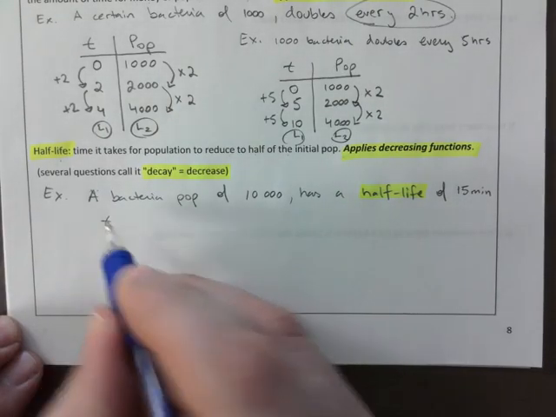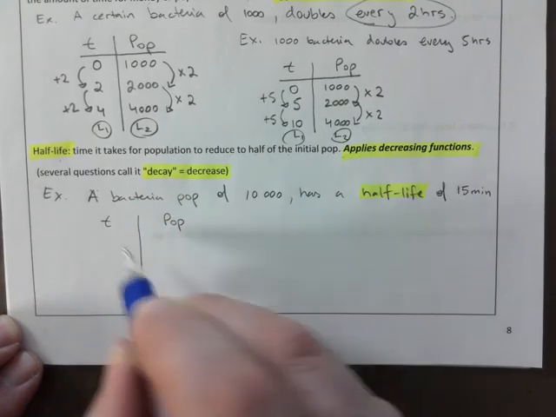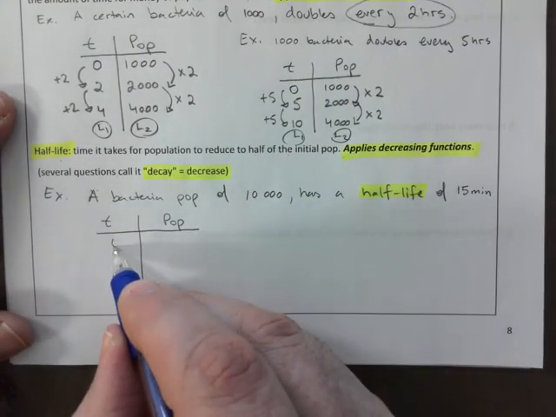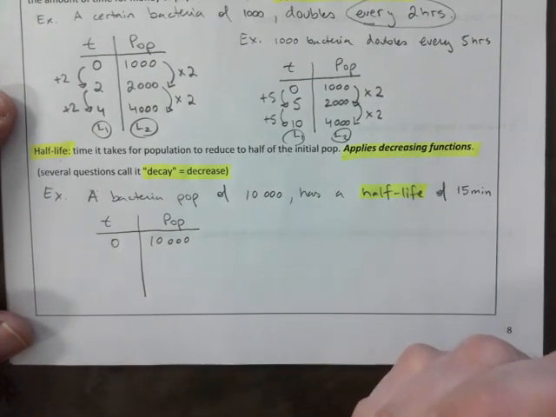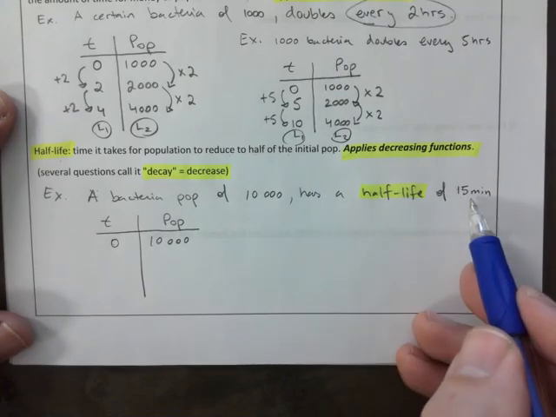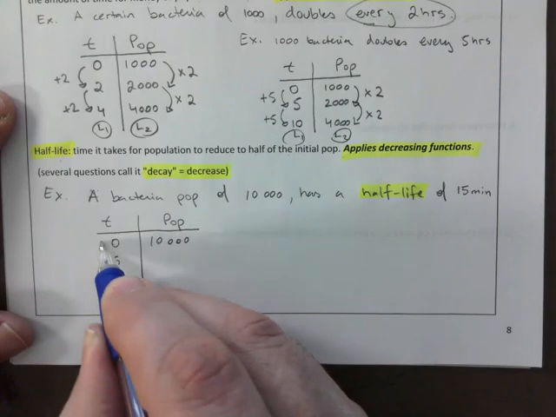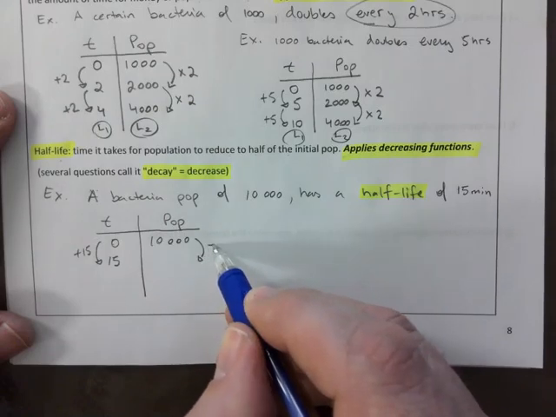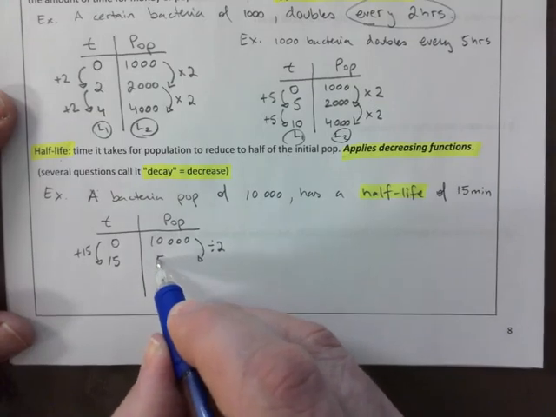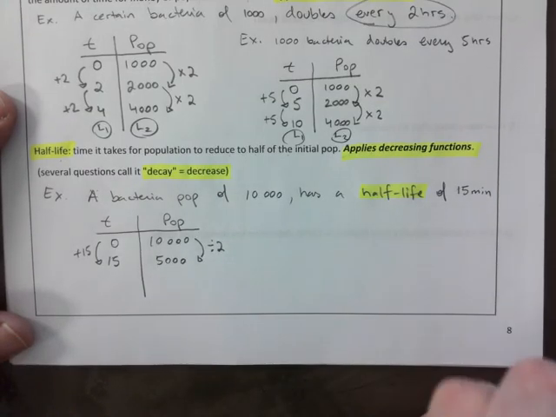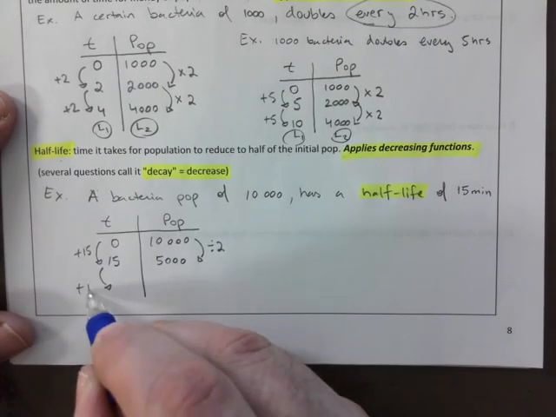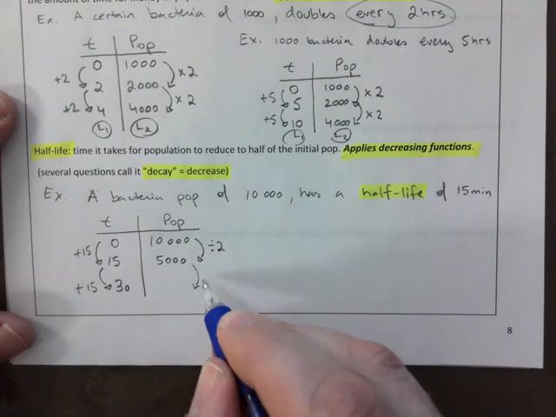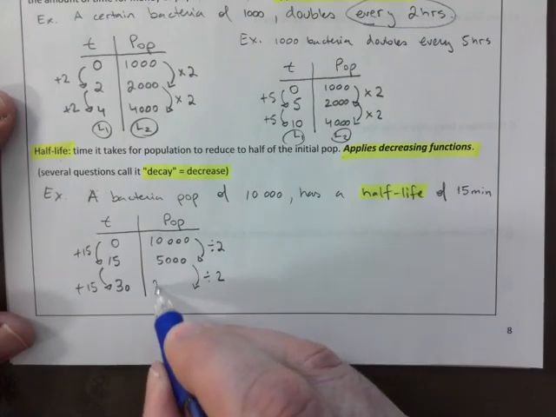So here again, time and population. It could be time and money, right? So it would apply the same. It still says that at the beginning you have 10,000. After 15 minutes, so we're talking minutes here, right? 15 minutes go by. What's my population going to be there? Half of it, that's going to be 5,000. Another 15 minutes go by. So you're now at 30 minutes from the very beginning. You'll slice it in half one more time. So it's 2,500.